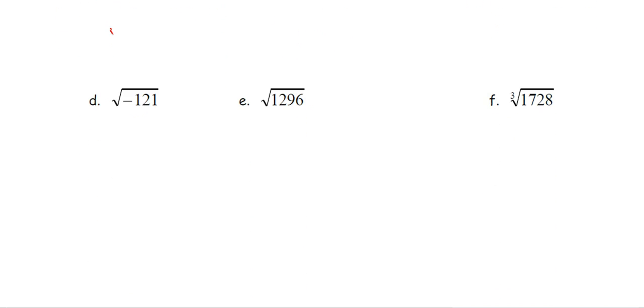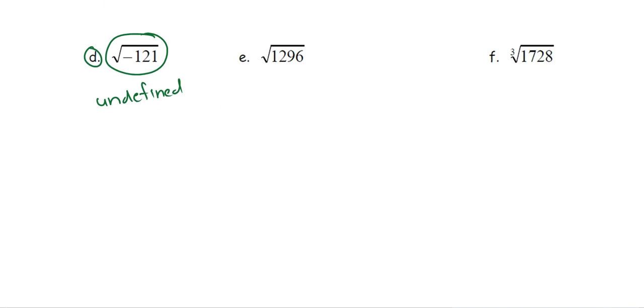Now for question number D here, I have the square root of a negative number, so that's going to be undefined. Remember, you can never take the square root of a negative number. Now, what about question E? I have the square root of 1296.